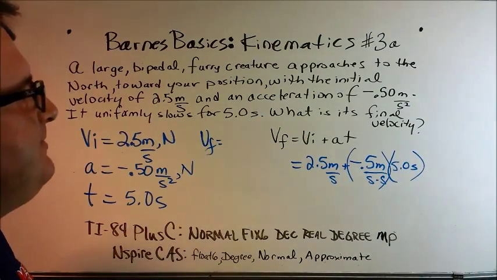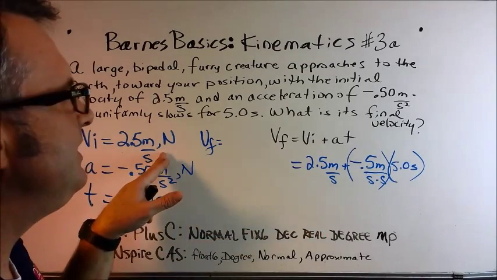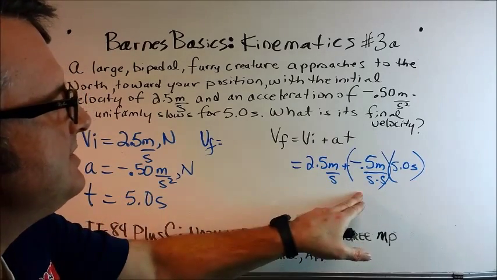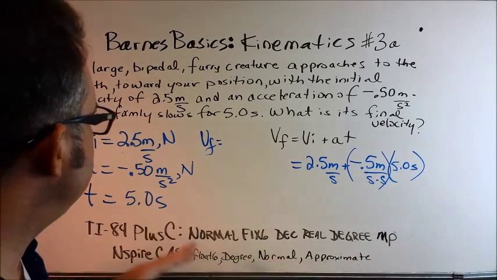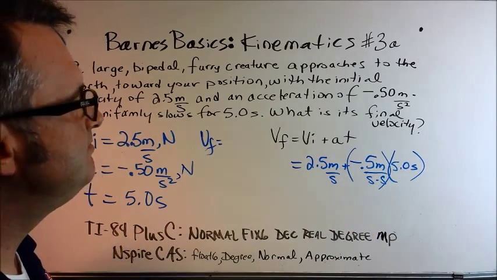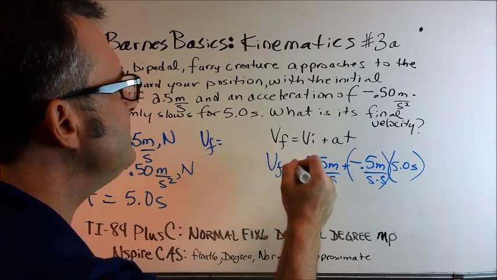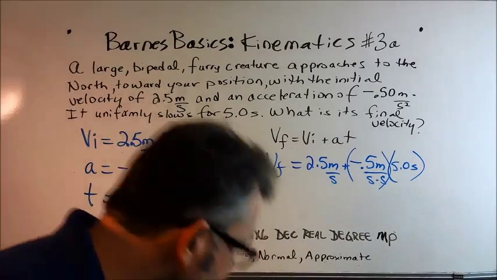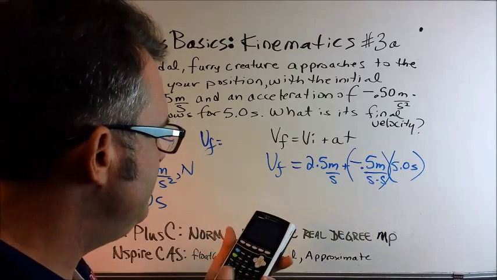So in the equation we have picked out 2.5 meters per second for the initial velocity. We have an acceleration of negative 0.50 meters per second squared. The time is 5.0 seconds, and so let's put this in the calculator and see what we come out with. We'll go with our TI-84 Plus, and let's solve this little part right here.